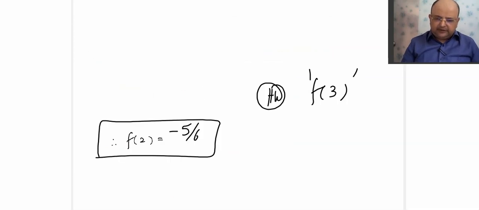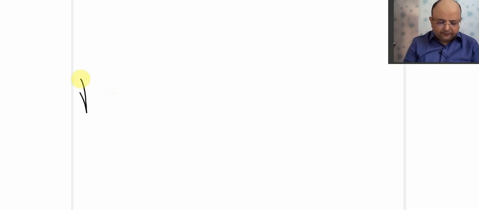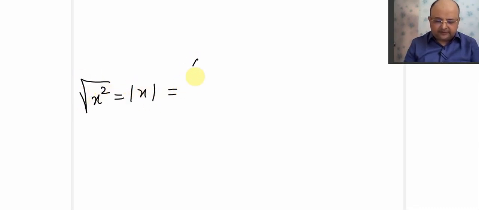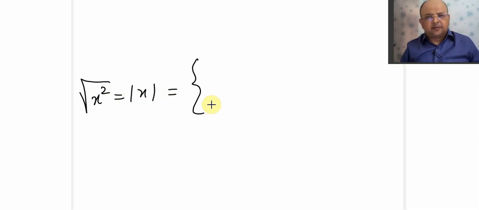Some people asked me last time, sir, what is mod x? Please, can you explain again? Definitely, sure, dear. Mod x: under root x square is nothing but mod x, which is plus or minus x. But any real number cannot be positive and negative simultaneously, except 0. 0 is neither positive nor negative.